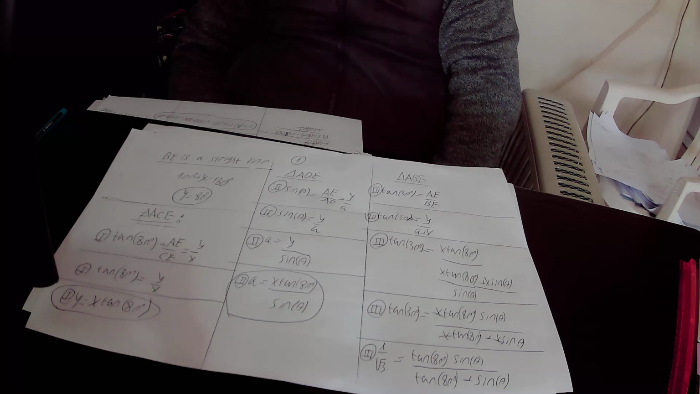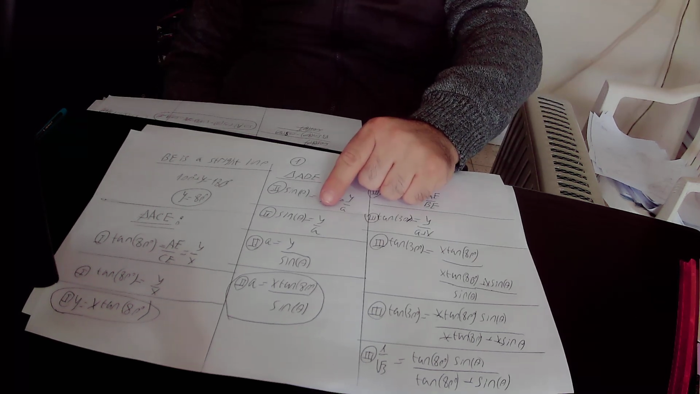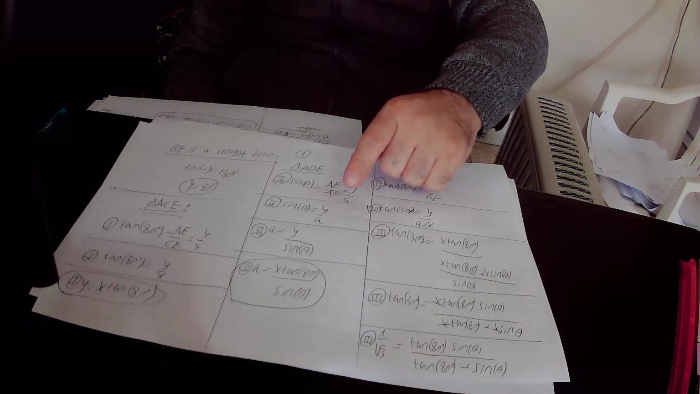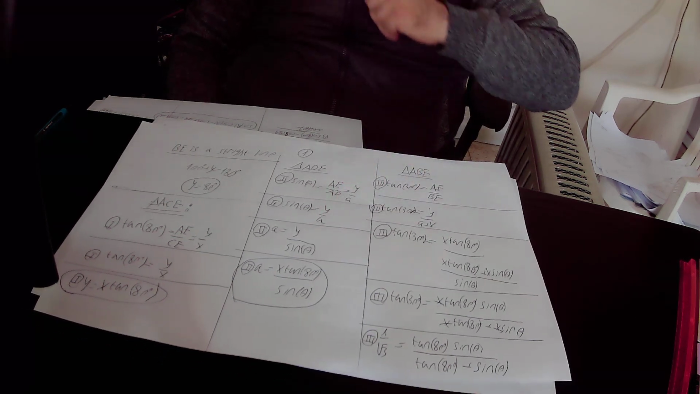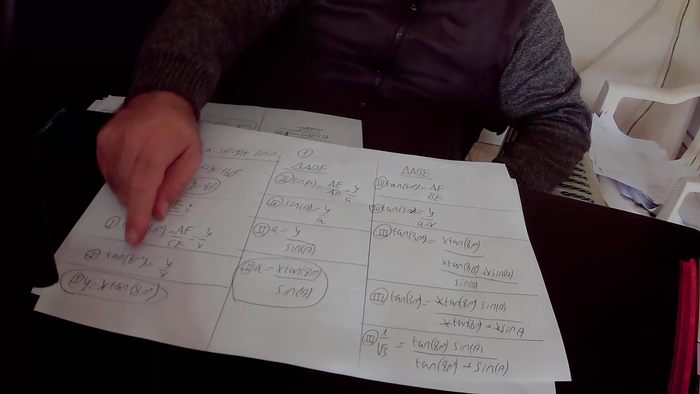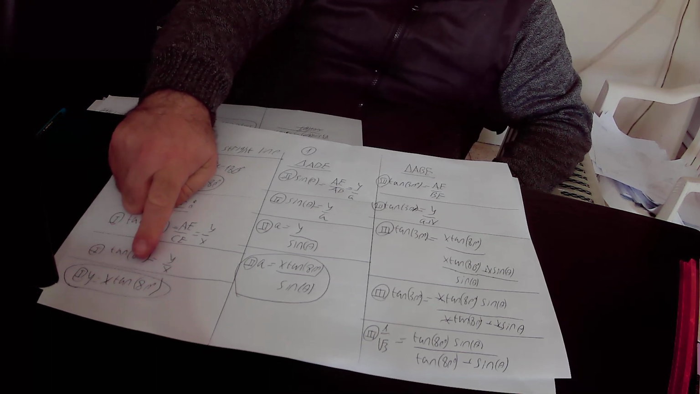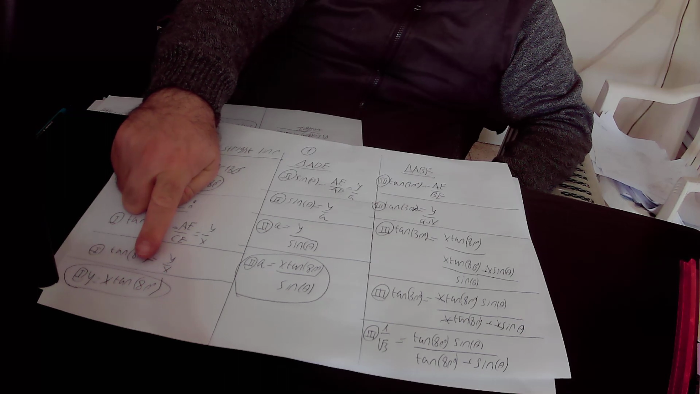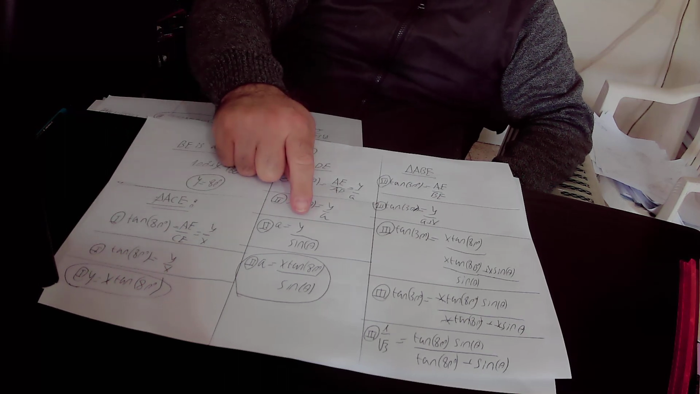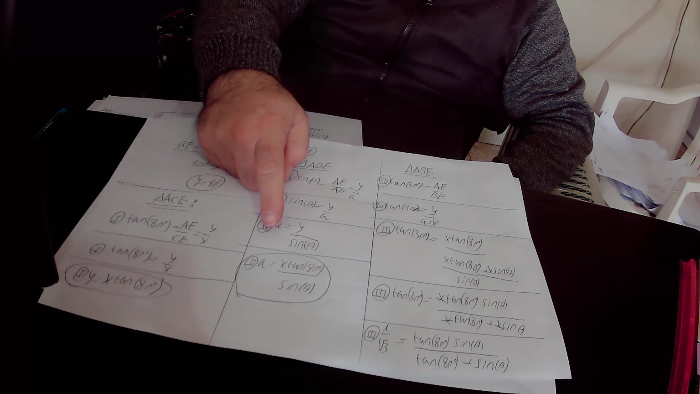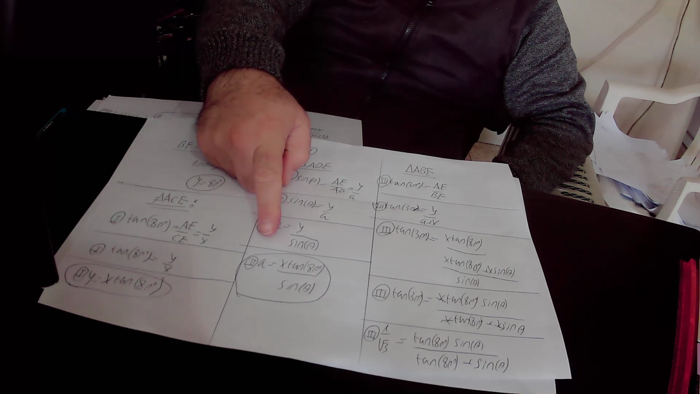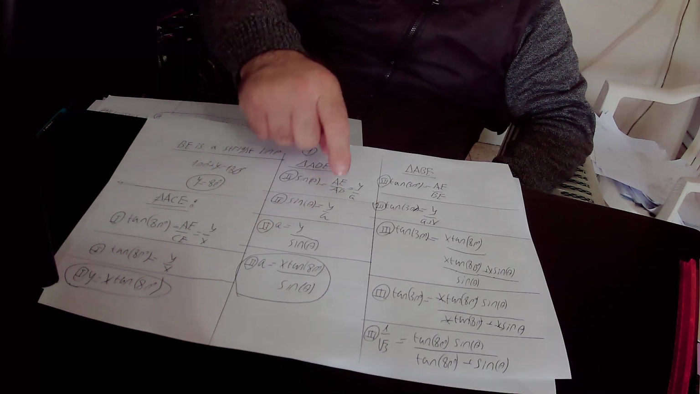Here we multiplied this equation by a, and then we divided by sine theta, and we got that a equals y over sine theta. But y, according to equation number 1, equals x times tangent 80 degrees. So we substituted y by x times tangent 80 degrees, and we got that a equals x times tangent 80 degrees over sine theta.